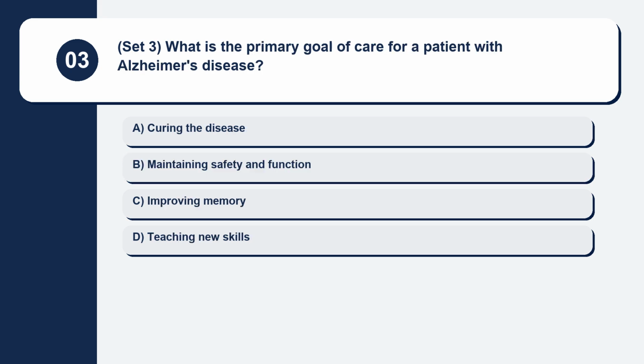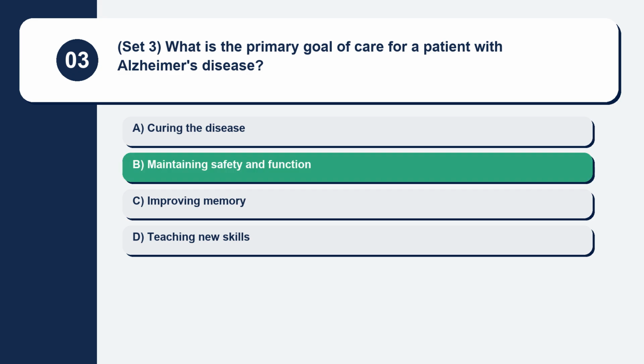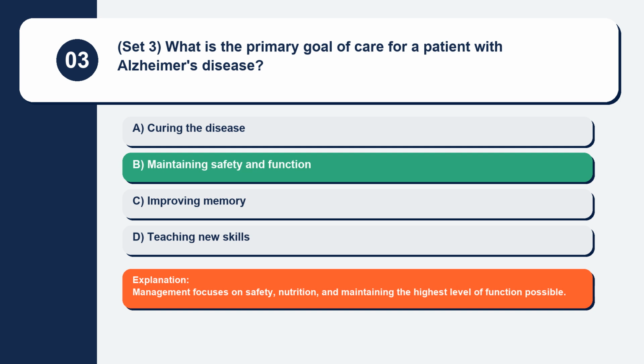Question 3. Set 3. What is the primary goal of care for a patient with Alzheimer's disease? Curing the disease, maintaining safety and function, improving memory, teaching new skills. Management focuses on safety, nutrition, and maintaining the highest level of function possible.